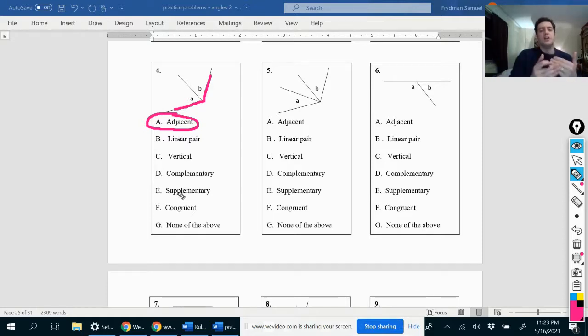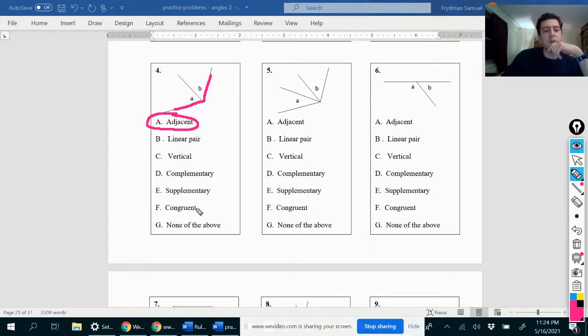Well, I should say, to be supplementary, they don't necessarily have to be next to each other, but we already said that they were adjacent. So if they were adjacent and supplementary, then they would have to be a linear pair. But anyway, they don't add up to 180 degrees.